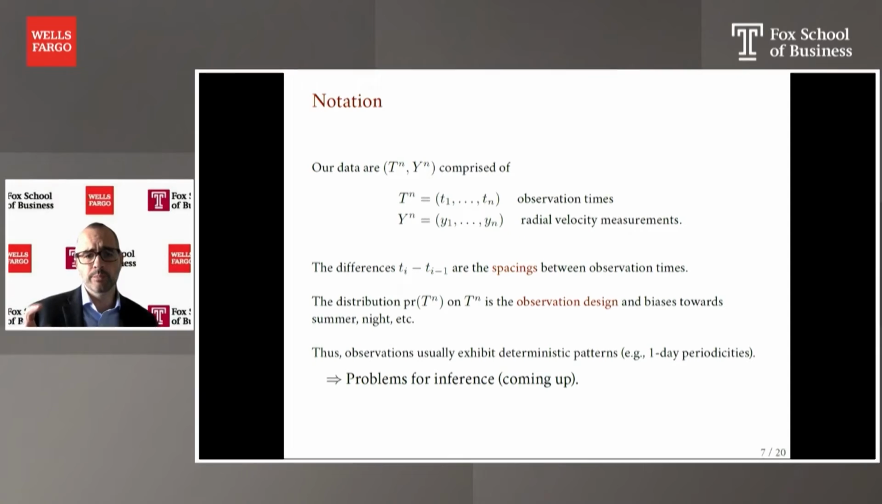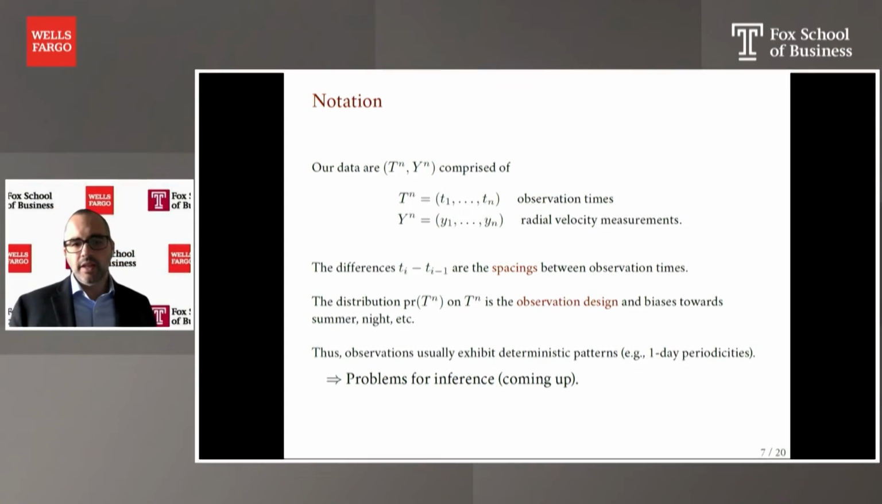The differences between these successive observations, I'm going to call them spacings of these observation times. And then the probability distribution over these observation times is the observation design, okay? And there are some inherent biases, some physical constraints in these observation designs. They cannot be IID, right? Because we have to observe during the summer, we have to observe during the night. And also, if we're interested in a specific star, we have to observe it usually when it's at its peak, at zenith. So there are many physical constraints that go into these observations, and standard theory does not account for that. Standard theory usually assumes that observations are unconstrained and they are IID and so on and so forth.